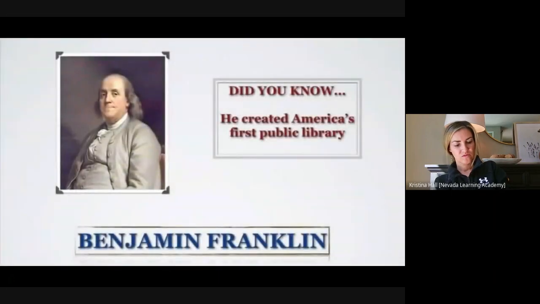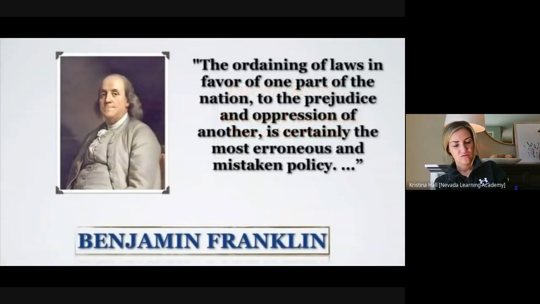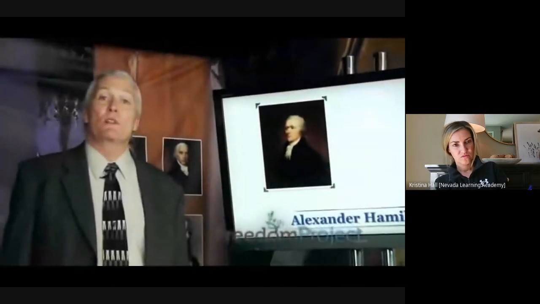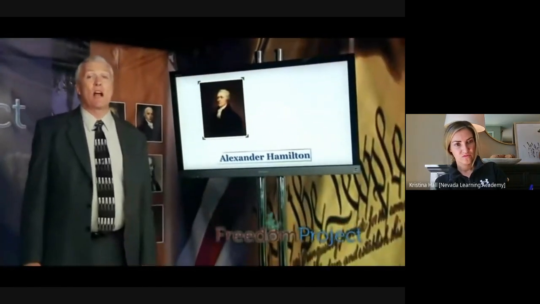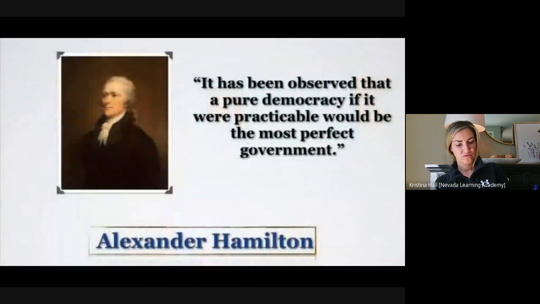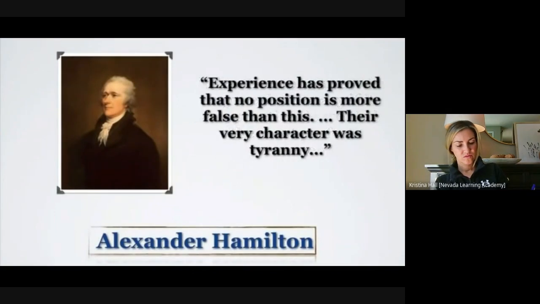Benjamin Franklin put it this way: the ordaining of laws in favor of one part of the nation to the prejudice and oppression of another is certainly the most erroneous and mistaken policy. These measures never fail to create great violent jealousies and animosities between the people favored and the people oppressed. Similar were the sentiments of political philosopher, economist, and creator of the Federalist Party, Alexander Hamilton. It has been observed that a pure democracy, if it were practicable, would be the most perfect government. Experience has proved that no position is more false than this. Their very character was tyranny.